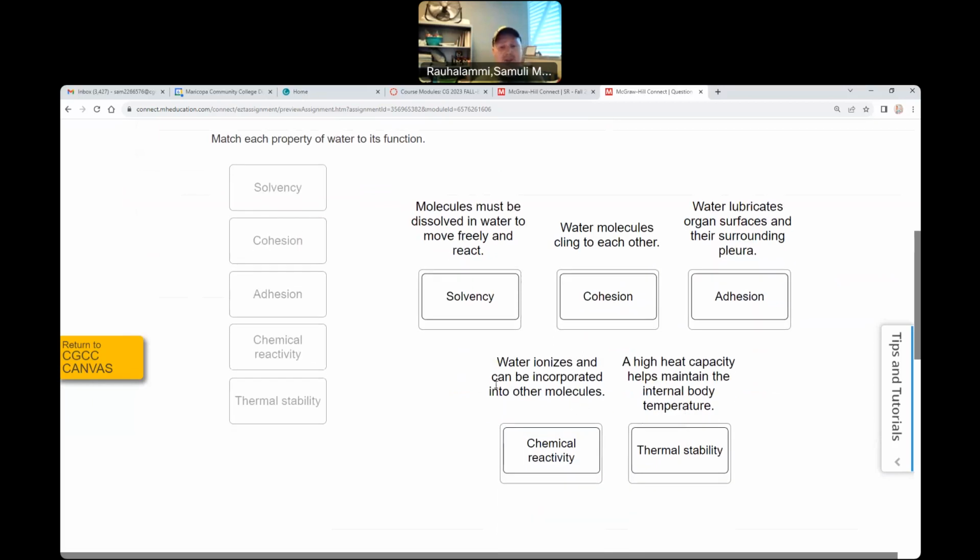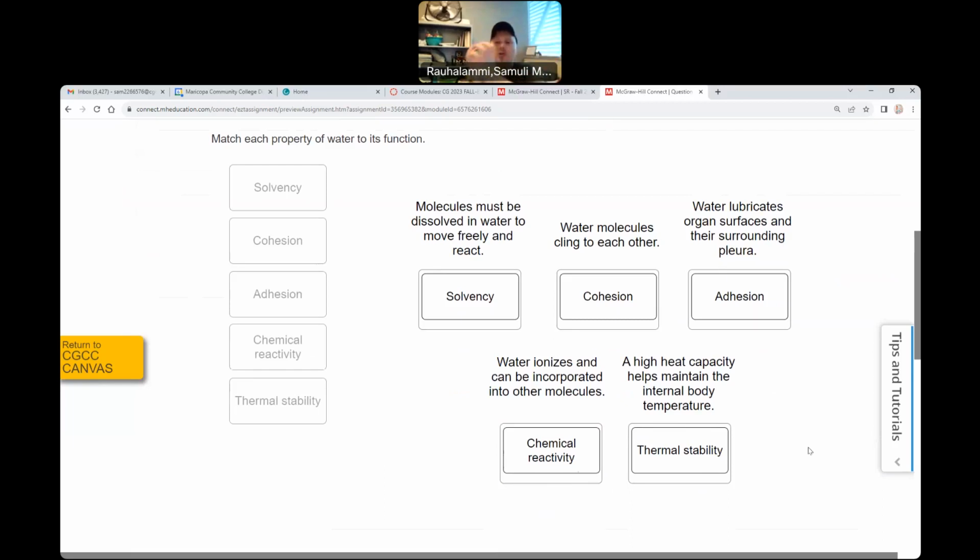The next one that we're seeing, we're being told that water ionizes and can be incorporated into other molecules, which really tells us about the chemical reactivity of the water. Water is very much able and eager to take part in different chemical reactions. And finally, we're seeing the thermal stability as the high heat capacity that helps maintain the internal body temperature. So we saw that water was excellent in binding heat and then releasing it slowly.